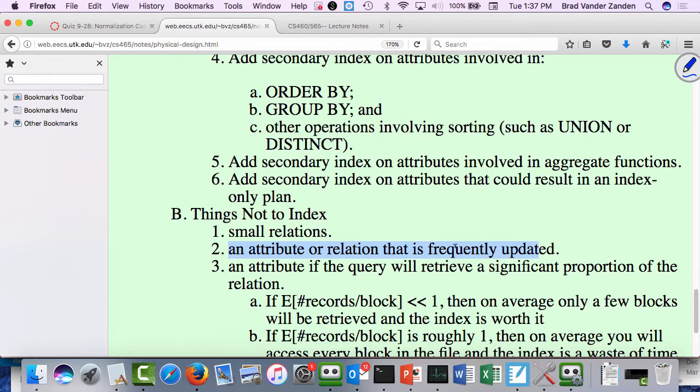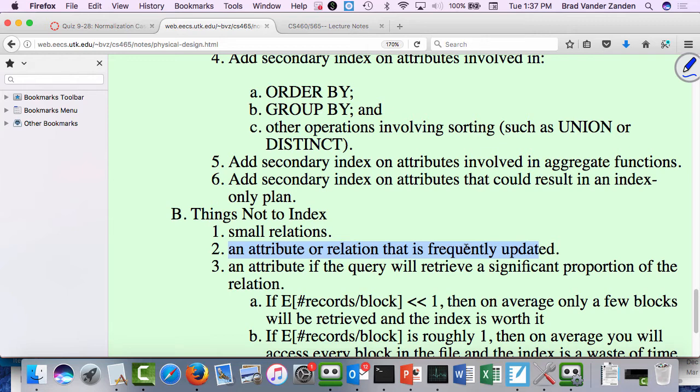This is very, very subjective: an attribute or relation that is frequently updated. Okay, the branch relation probably isn't frequently updated, but hey, it's small. Actually, the staff relation probably is not frequently updated. But in the hotel one, what is frequently updated? Booking. Hotel, room, and guests probably aren't updated that much. Even guests probably is not updated a lot. But booking, unless we're going bankrupt, hopefully gets updated a lot.